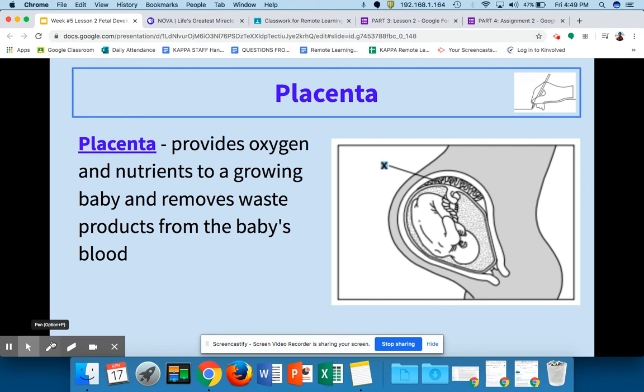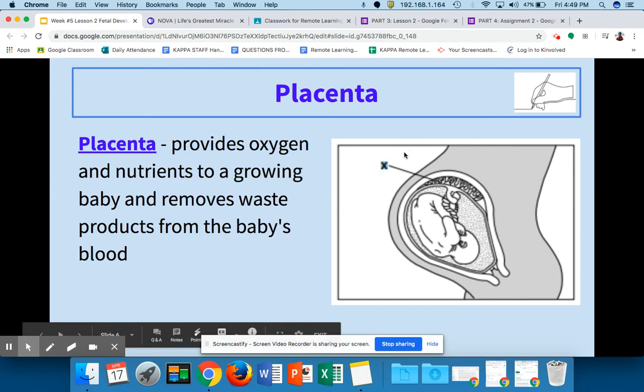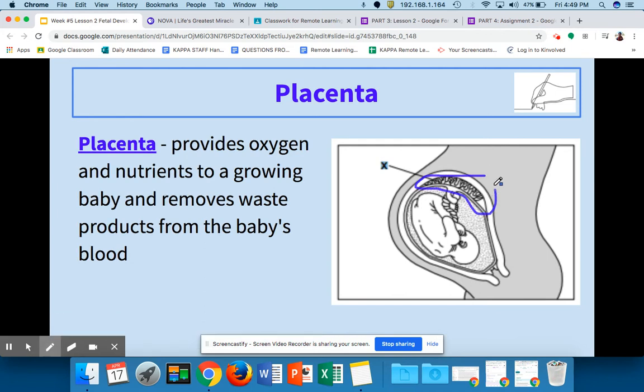So the placenta is an organ that develops during pregnancy, and it provides oxygen and nutrients to a growing baby and removes waste products from the baby's blood. So it's this organ over here labeled X. Nutrients and oxygen diffuse from the mother's blood to the baby's blood, and waste from the baby diffuses in the opposite direction to the mother's blood, and then the mother excretes the waste.